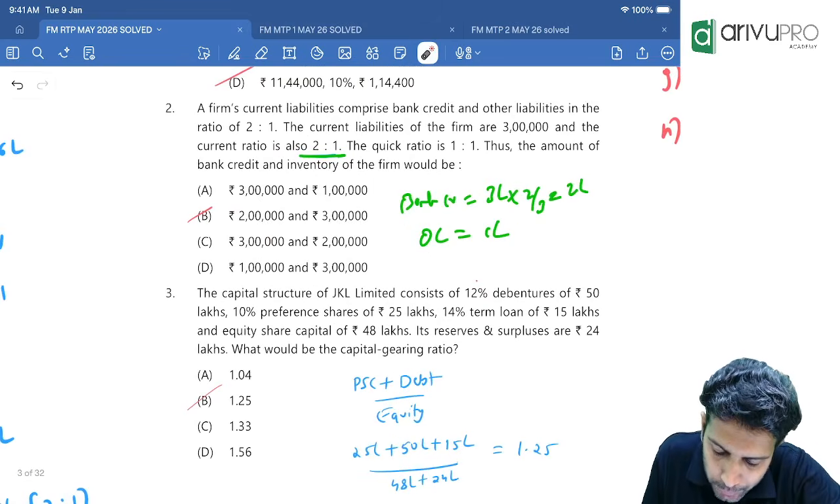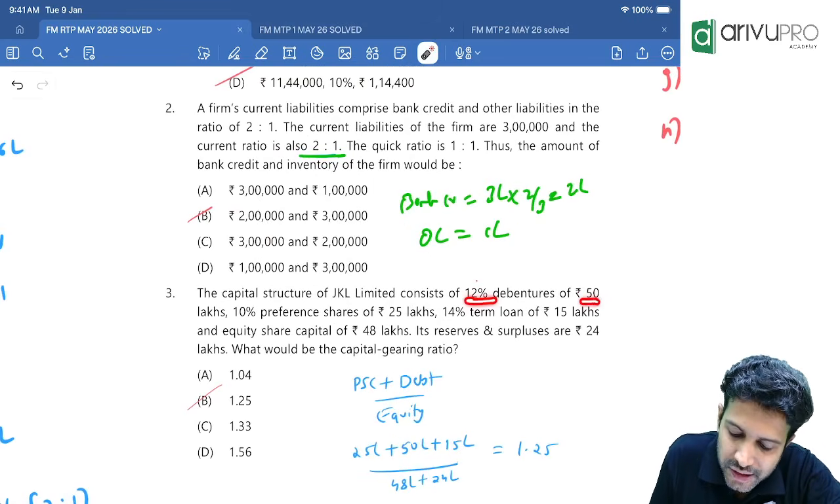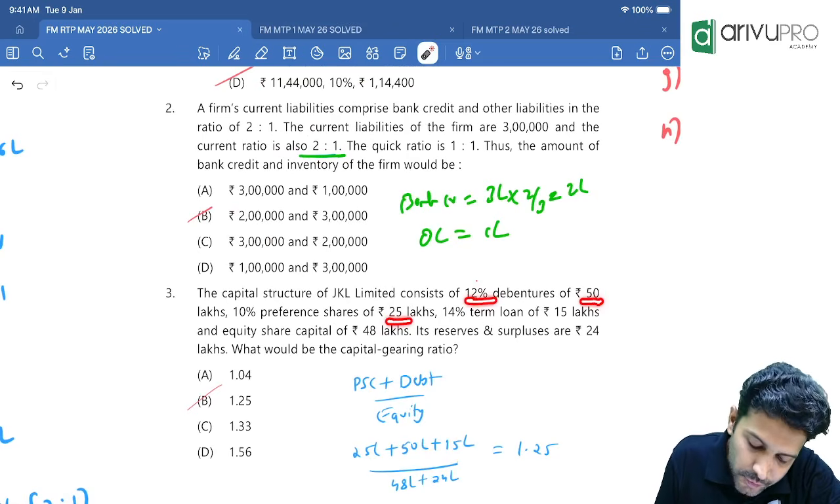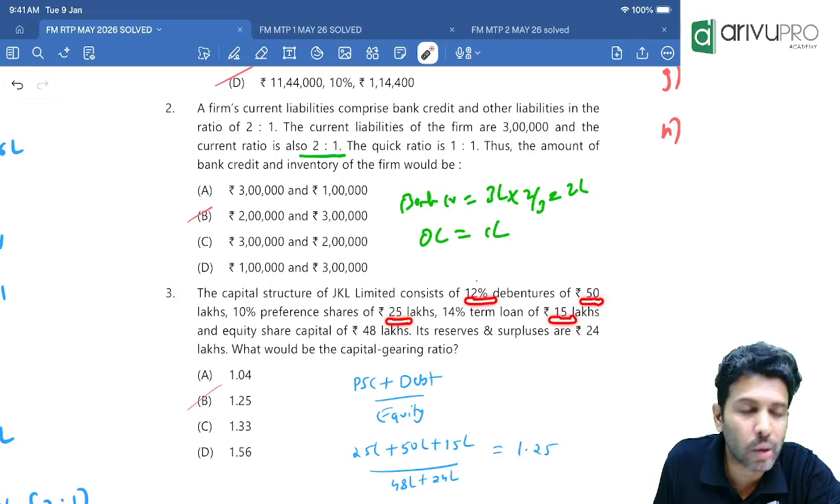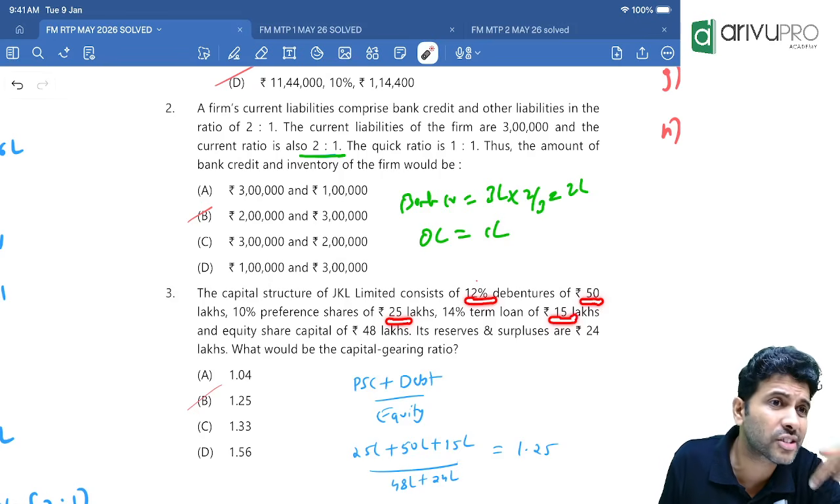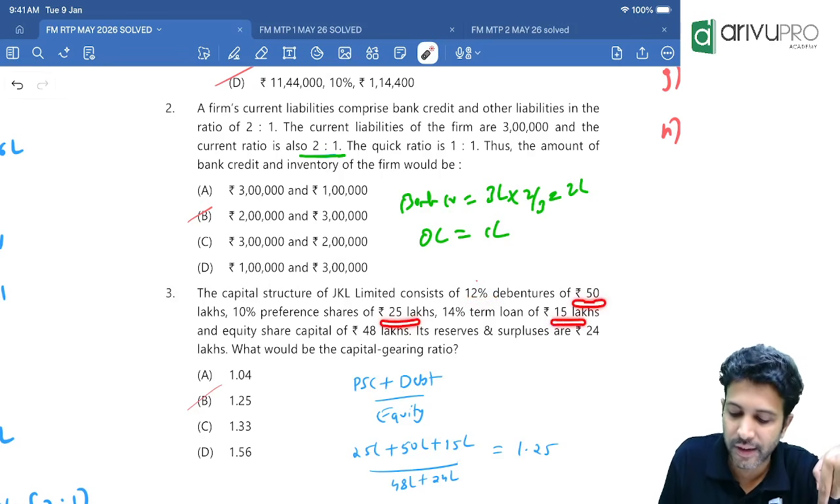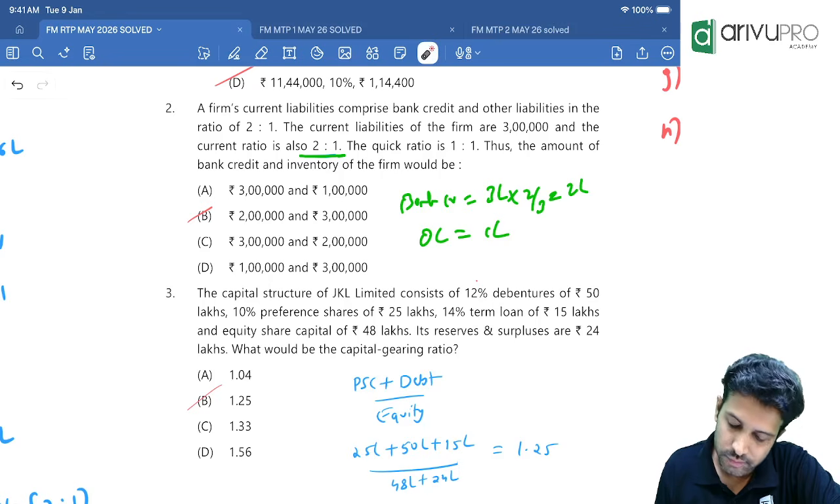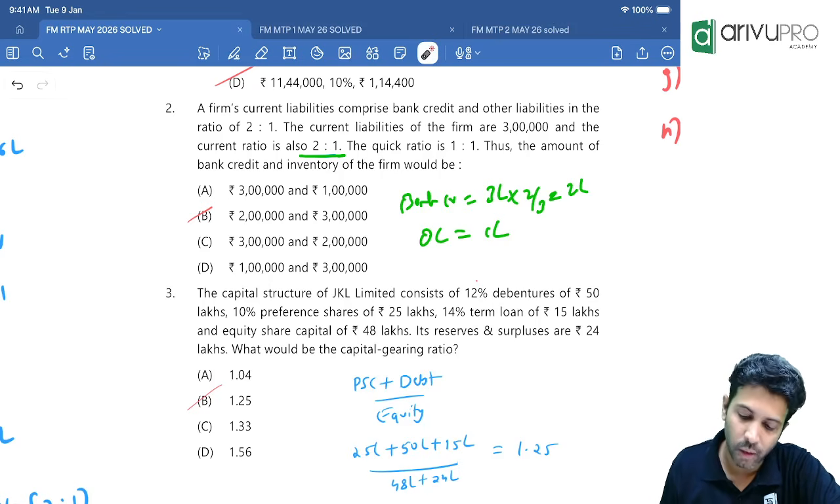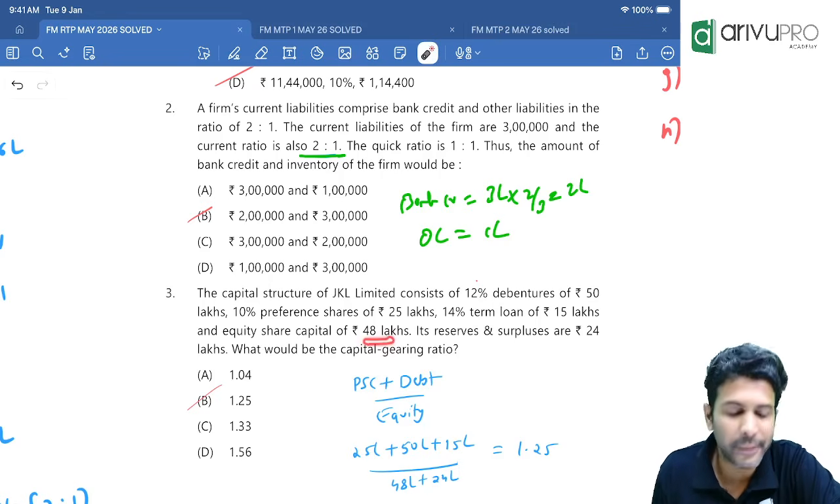So, take your calculator. 12% debentures is 50 lakh. Preference share capital is 25 lakh. Term loan is 15 lakh. All these are fixed cost instruments. They will come in the numerator. Add 50 lakh, 25 lakh, 15 lakh. How much? 90 lakhs. Okay, fine. Equity share capital, how much?